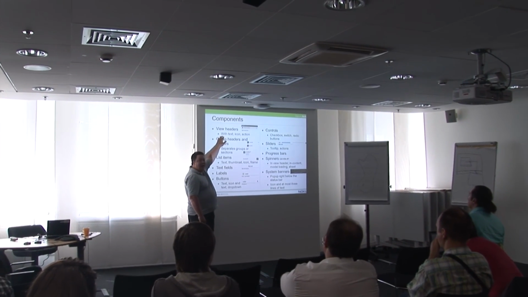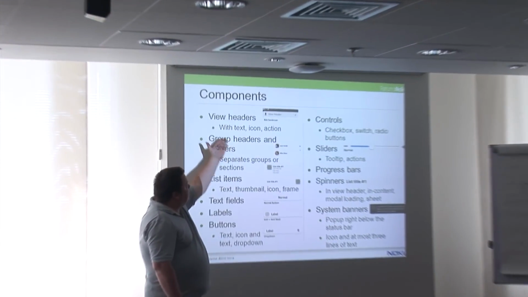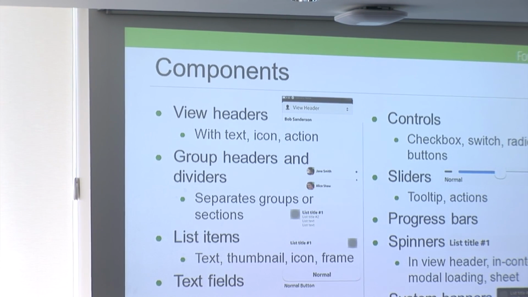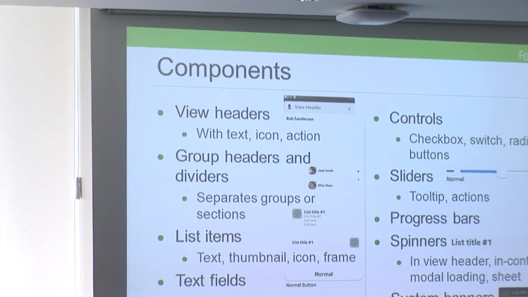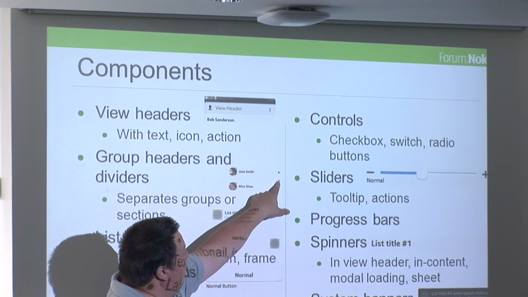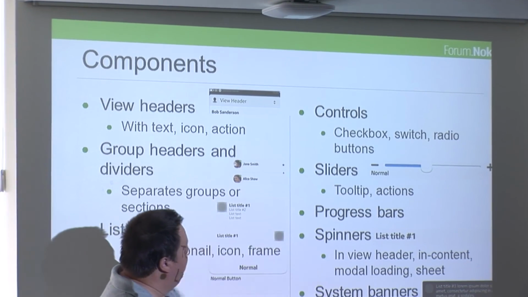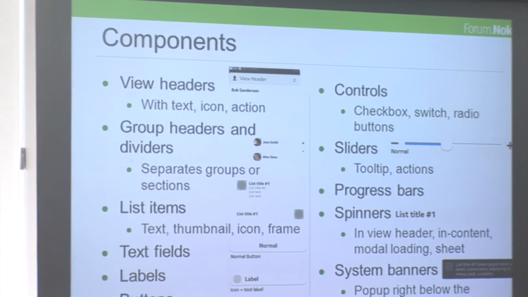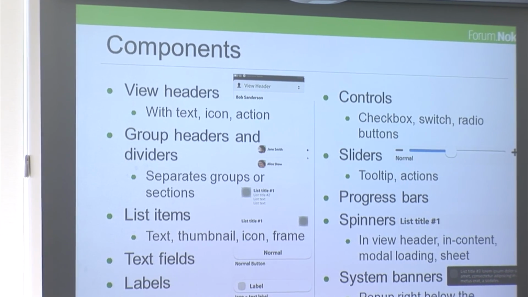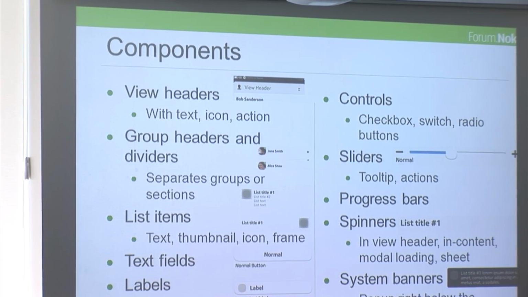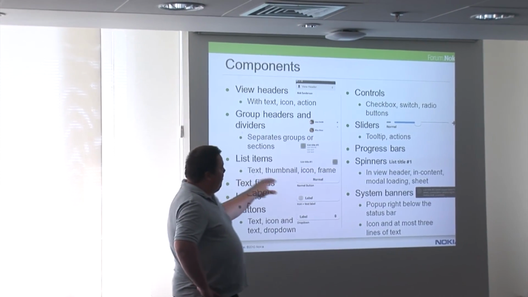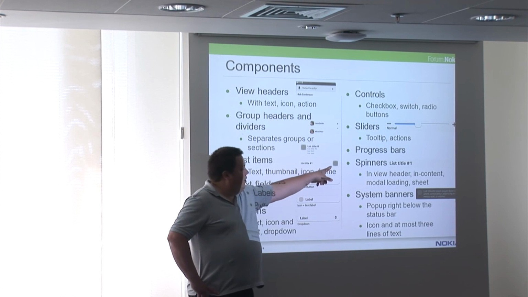You have been seeing the view headers. It may just contain text. It may have icon and text. It may have action, like the sorting functionality. Group headers and dividers can be defined. This is very small, but there is a separator with the letter A. So it separates in alphabetical order which items belong to another group, which items belong to some other group. List items may have text, they may have a thumbnail, they may have an icon.